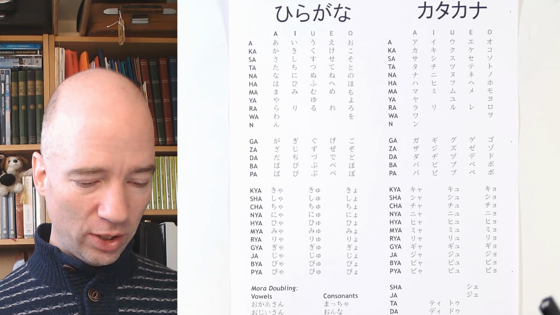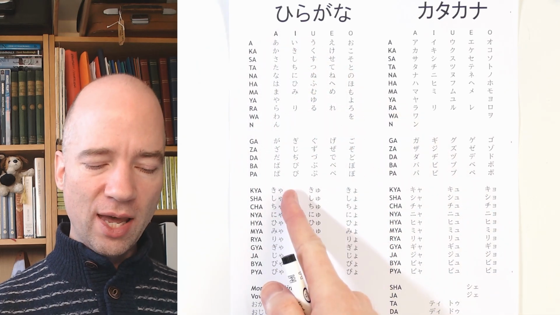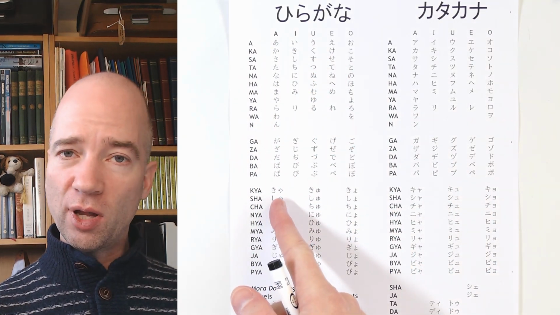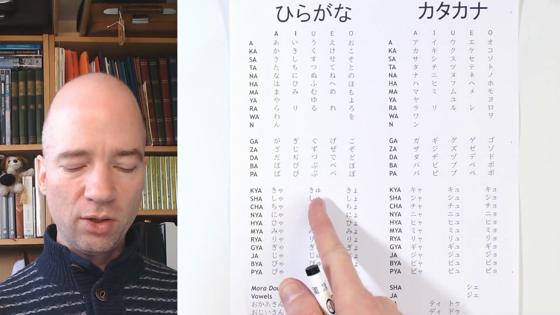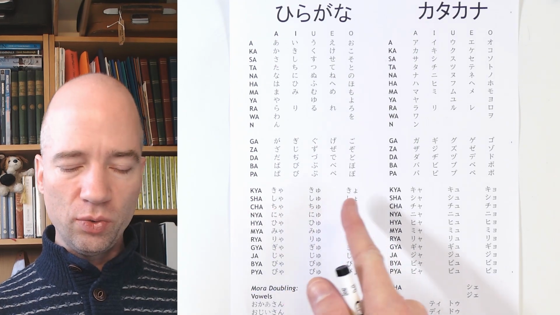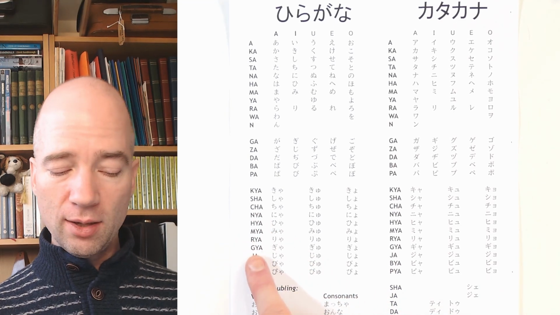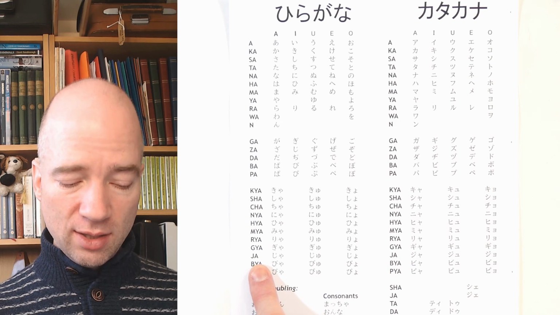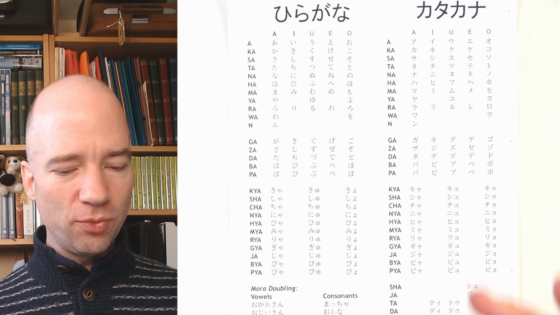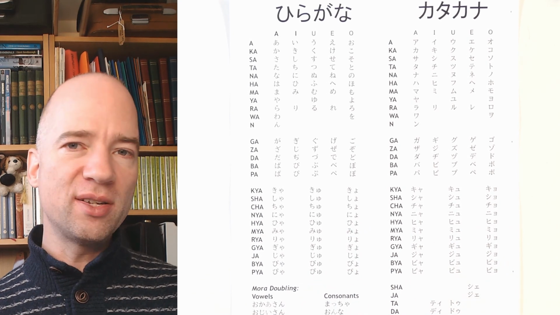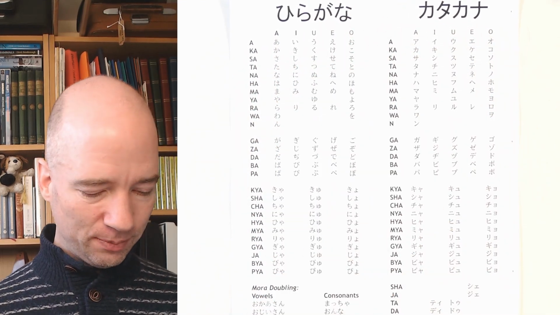Then we have the glides, which is the combination of any character from the i line together with a small, half-size ya, yu, or yo. And that makes kya, kyu, kyo, sha, shu, sho, etc. And then we've got the kya, sha, cha, nya, hya, mya, rya, gya, ja, bya, and pya lines. Very simple, really, because they follow the same pattern, and you still only need to know the basic set of characters to write these.